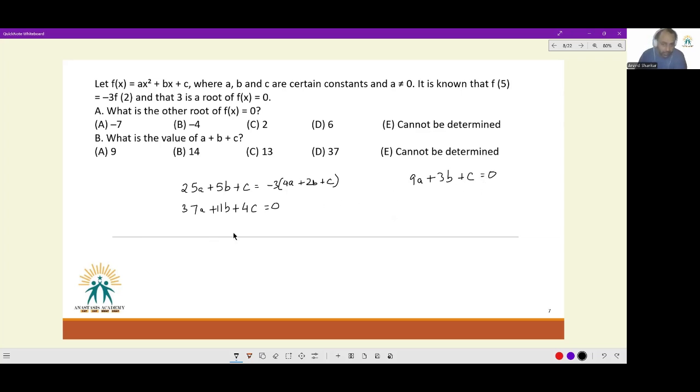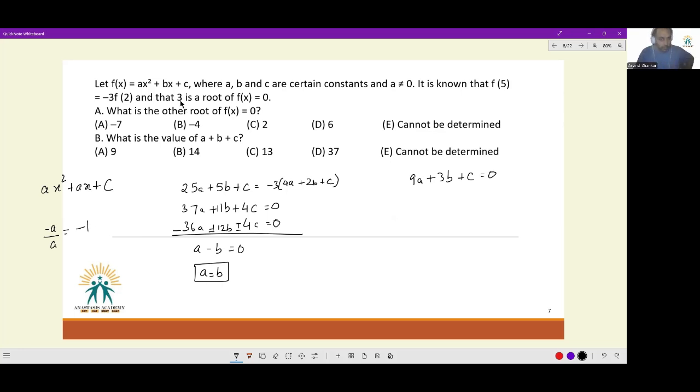I can get rid of c entirely. I multiply this by 4. I'll get 36a plus 12b plus 4c is equal to 0, which gets me to a minus b is equal to 0, or a is equal to b. If a is equal to b, our expression will turn to ax square plus bx plus c, or this bx, I can write it as ax. So sum of roots will be minus a by a, which is equal to minus 1.